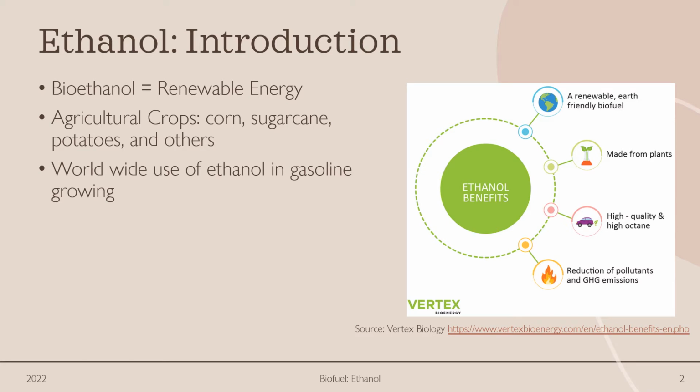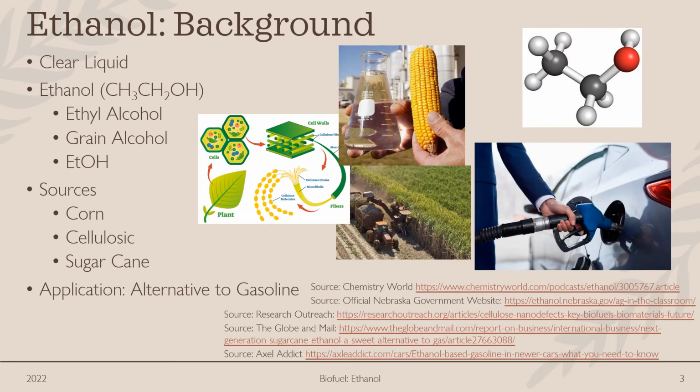Bioethanol is a form of renewable energy that can be produced from agricultural crops. In the U.S., it is commonly mixed with gasoline in a blend of approximately 15% ethanol and 85% gasoline. Ethanol is a clear liquid with the chemical formula CH3CH2OH. Some alternative names of ethanol include ethyl alcohol, grain alcohol, or the abbreviation ETOH.